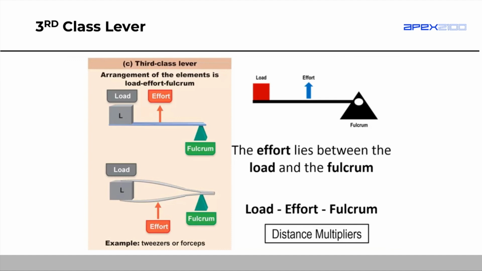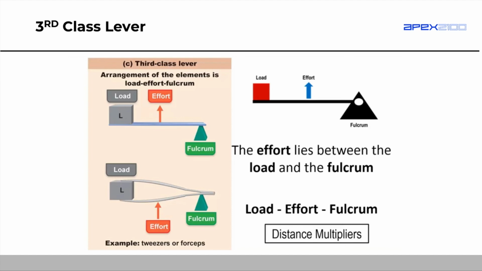Okay, and then finally we have a third class lever. Now third class levers are by far the most common in the body, and they are when the effort is in the middle. So the effort lies between the load and the fulcrum. We've got the effort in the middle. An example would be tweezers, where the load is at the end of the tweezers, what we're trying to pick up. The effort is where we're going to place our hands to pinch the tweezers together. And then the fulcrum is going to be at the end where those two metal parts connect. So effort in the middle, third class lever.